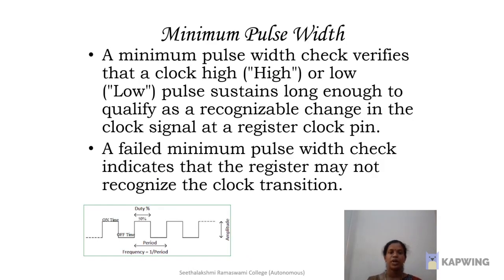Pulse width. The pulse width is a measure of the time between the leading and trailing edge of a single pulse of energy. Minimum pulse width. The minimum pulse width verifies that a clock high or low pulse sustains long enough to qualify as a recognizable change in the clock signal at the register clock pin. A failed minimum pulse width check indicates that the register may not recognize the clock transition.